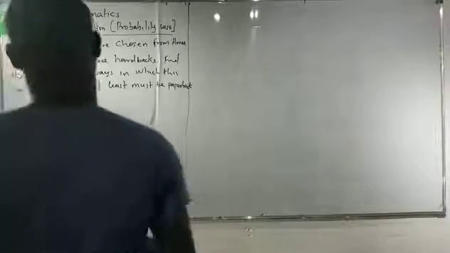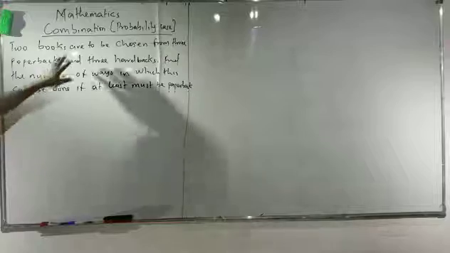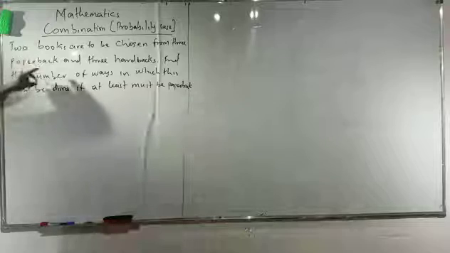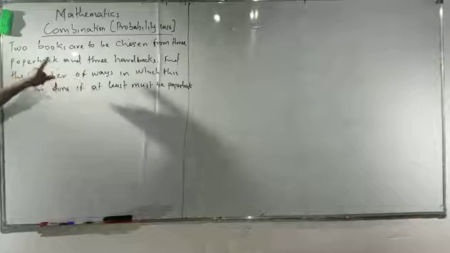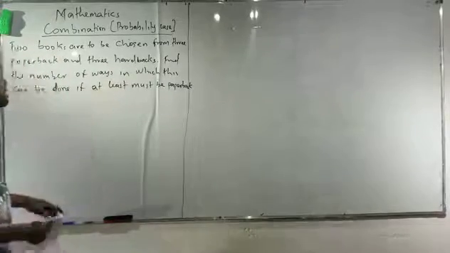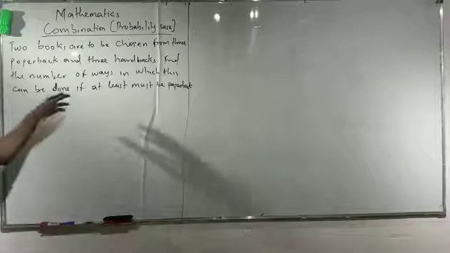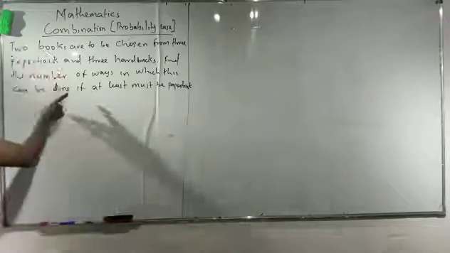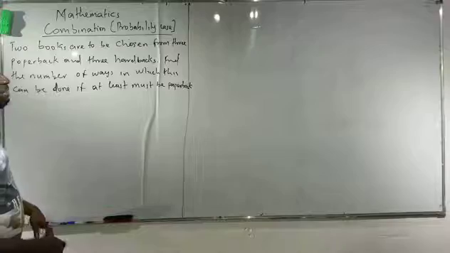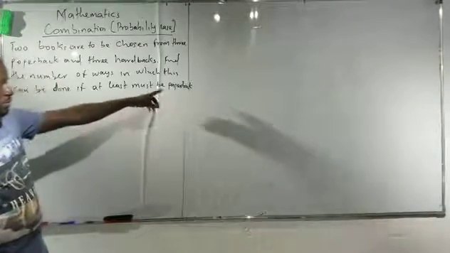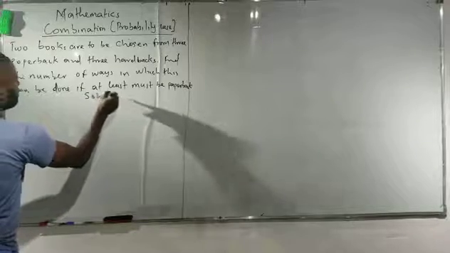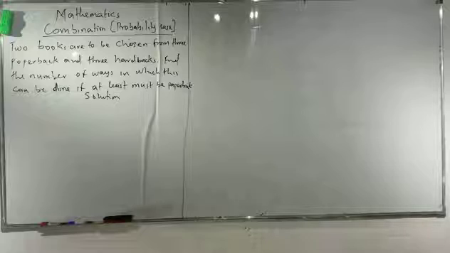Now, look at this question. It's another simple one. 2 books are to be chosen from 3 paper bags. Find the number of ways in which this can be done if at least one must be in the paper bag. Now, solution to this problem. There are problems, you have to understand this particular problem.